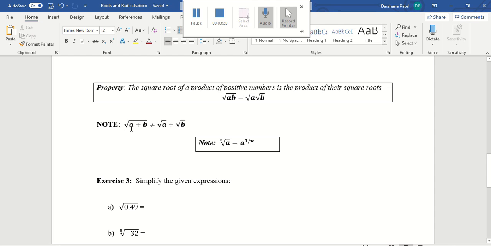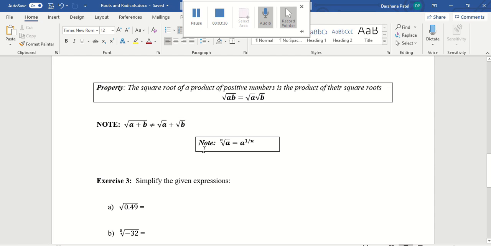Note that if it is adding, a plus b, I cannot separate it to be the square root of a plus the square root of b. It doesn't work that way. Similarly, if this was a negative here, I cannot say it is the square root of a minus the square root of b. It does not work that way.